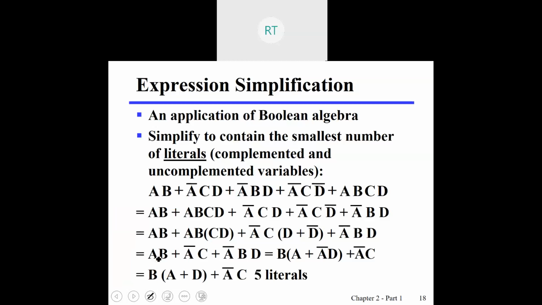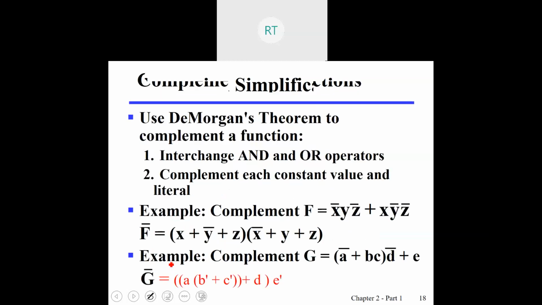Okay, so from here to here, it's going to be AB into 1 plus CD. Do you see it? It is equal to 1, and this will give me only an AB. Okay? Any other questions? Okay, we move to the Morgan's law.